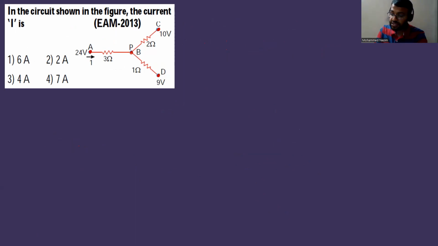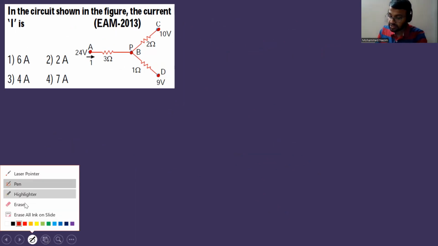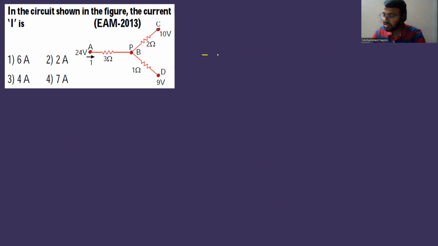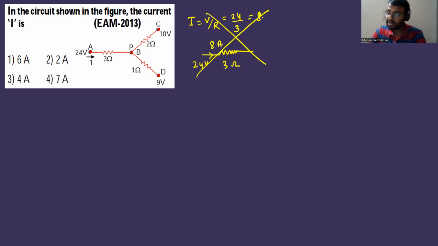See, most of the students go wrong in this question. This is a mistake that most of the students make: if this is 24 volt and this is 3 ohm, immediately they will try to find the current in this branch. They will say current is equal to V by R. V is 24 and R is 3 ohm. 3 eights are 24. So immediately they will say current is 8 ampere. No, this is completely wrong.